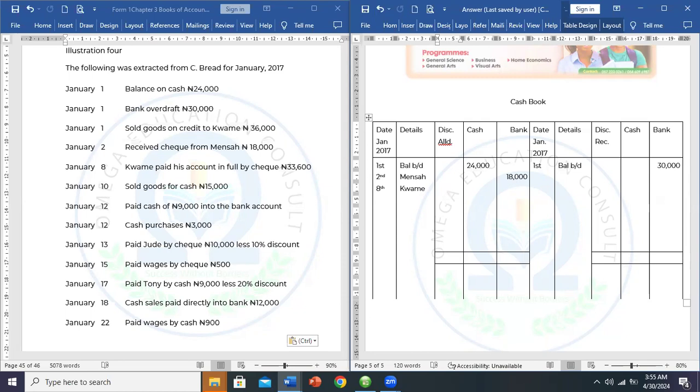So that 2,400, you put it at the discount allowed column, and then the net figure which he paid, 33,600, will go under the bank column because he did the payment via check. Okay, so that is how you record the discount. You put it, and then the net figure goes to the cash or bank column, depending on what is given in the question.